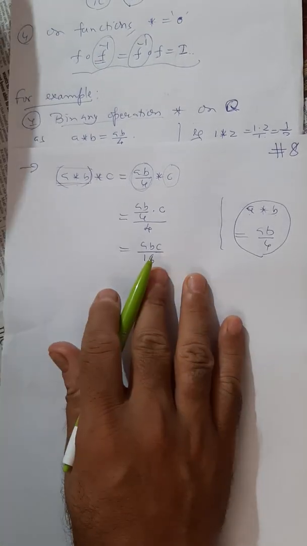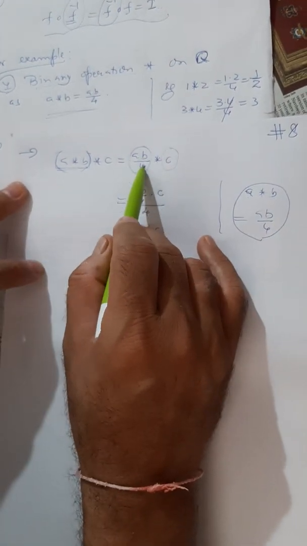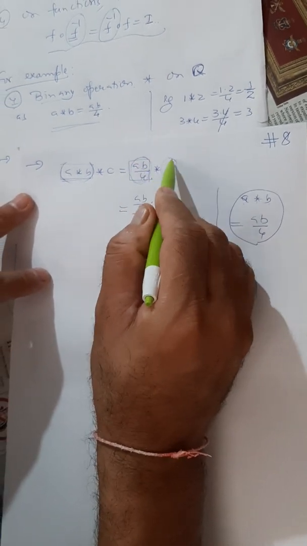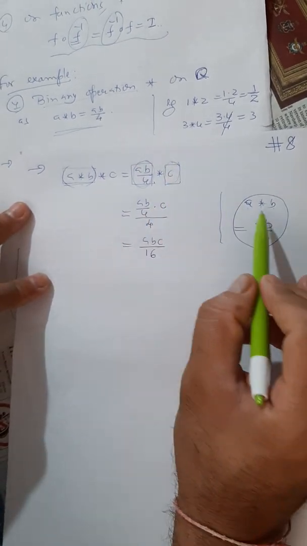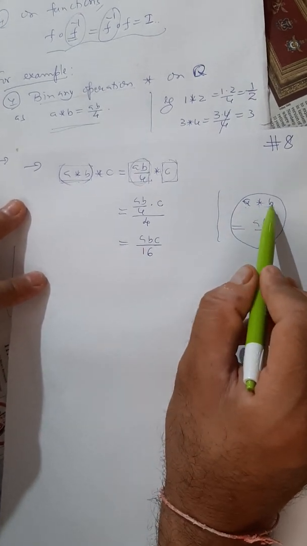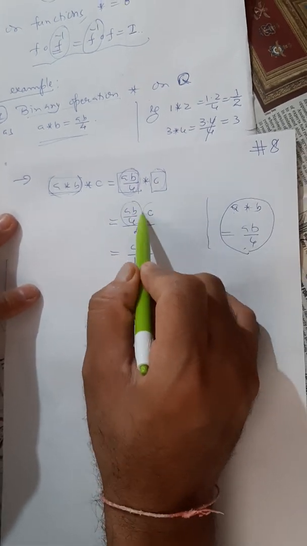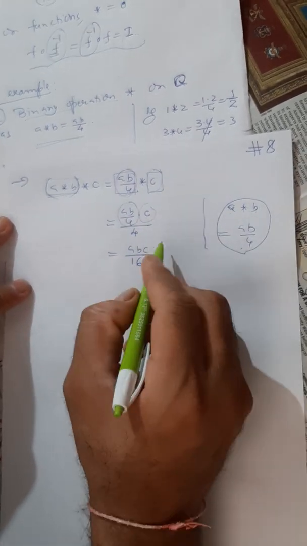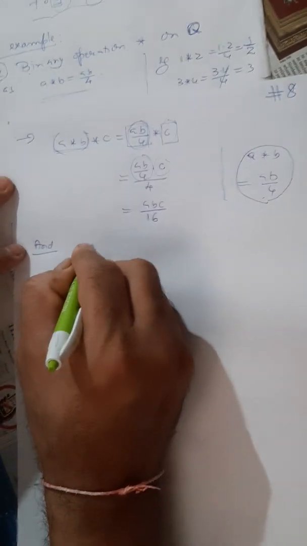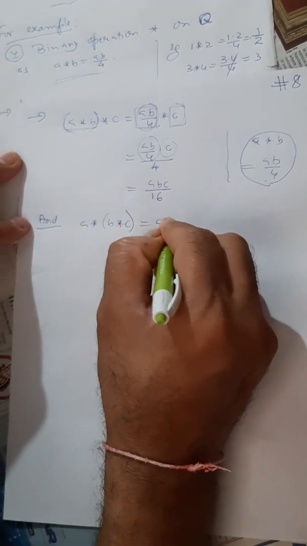I repeat this. See, first you come to this. What is A asterisk B? AB by 4 asterisk C as it is. Now you consider this like A and this is like B. Now what is the rule for A asterisk B? First into second by 4. So you'll get this. And if I go the other way around, that is if I find A asterisk B asterisk C, I'll keep A asterisk as it is.